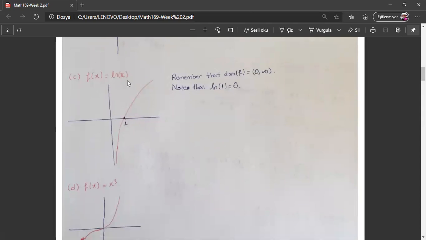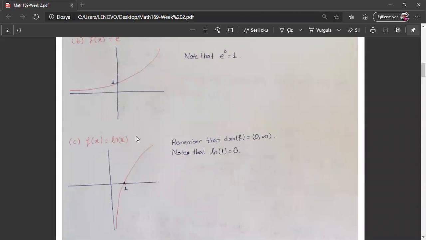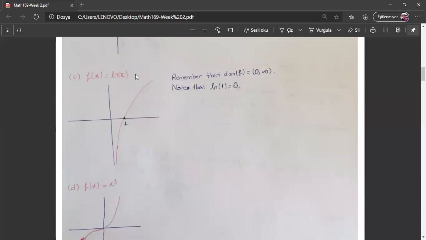Now we have ln of x. Its domain, remember, is the positive real numbers, from 0 to infinity. We have this interval, and it gets 0 when we put x equals 1. So its graph is like this. These ones you should know. I noted them. You already need to know them.